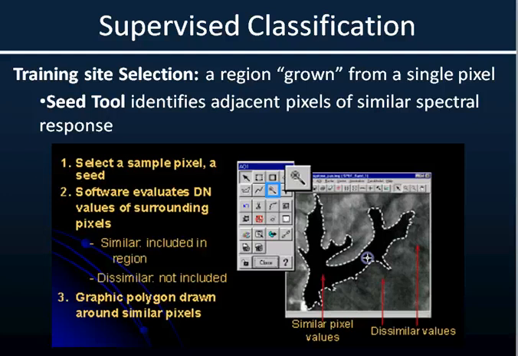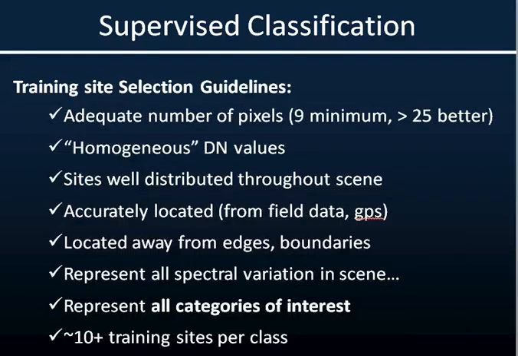You really have to play with them and adjust them. Try out the seed tool and see if it grows to what you're trying to capture. Adjust it, maybe tweak those thresholds, and rerun it. Just like when we were collecting our GCPs for the geometric correction, we had these guidelines to make sure we were getting good training sites.